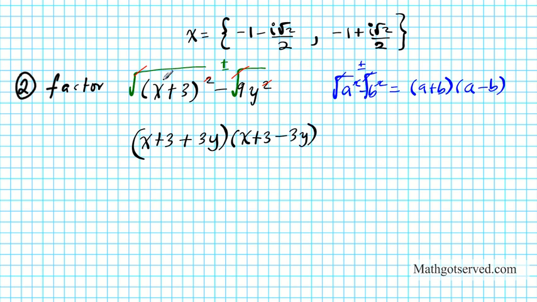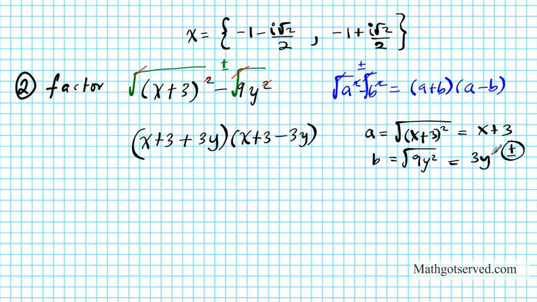Okay? If this is a little too confusing for you, you can just put it on the side. For a, just take the square root of (x + 3)², which is x + 3. And for b, you take the square root of 9y², which is 3y. Then just add and subtract these two square roots, and that gives you your final result. Okay, now let's move on to question number 4.